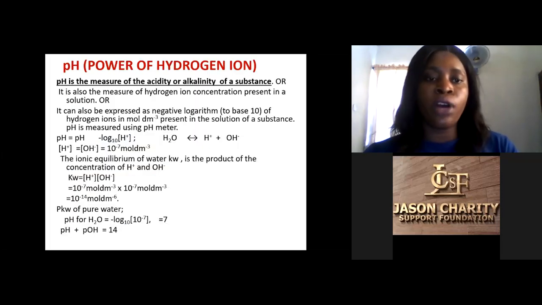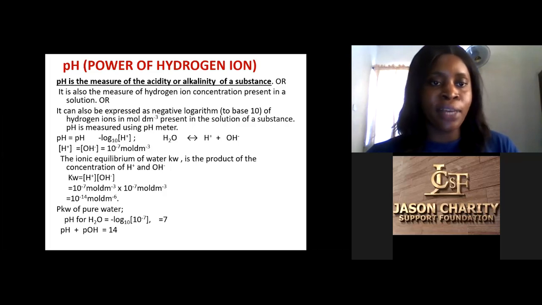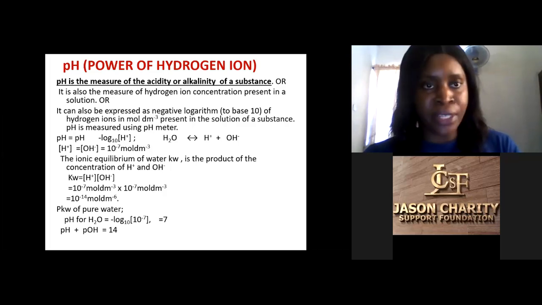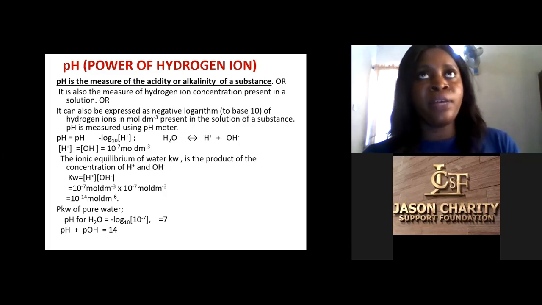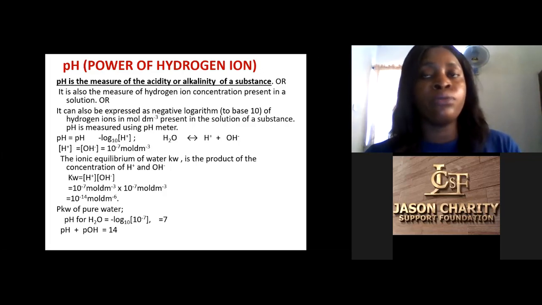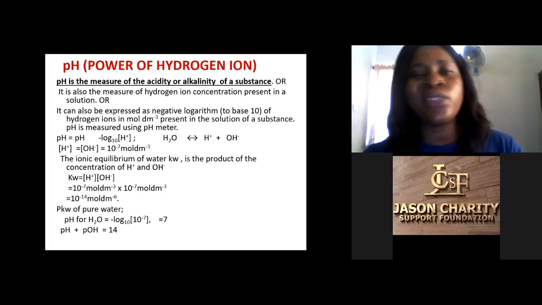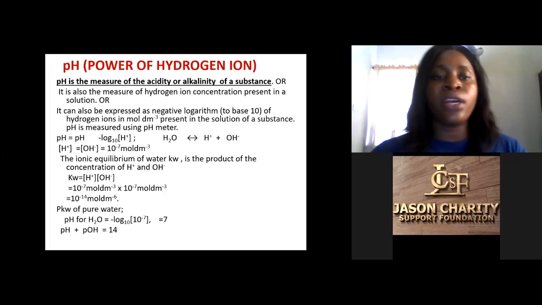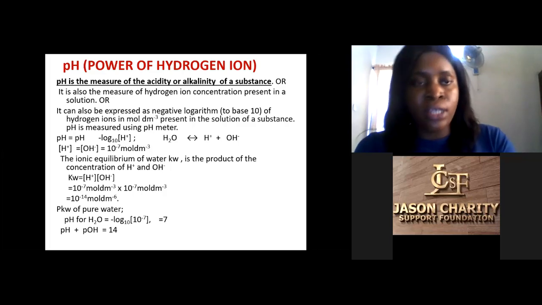So here I want us to look at some concepts when it comes to acids, bases, and salts. Now I mentioned pH. The pH of an acid is from 0 to 6.5, so 6.4 or thereabouts is the upper pH range for most acidic substances.